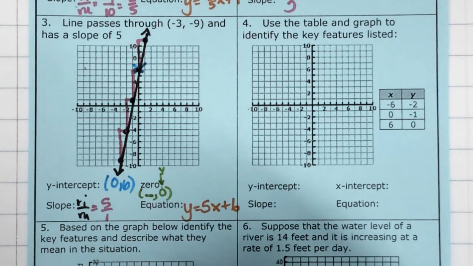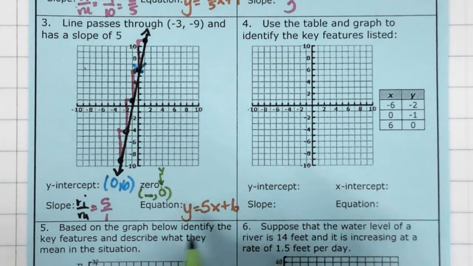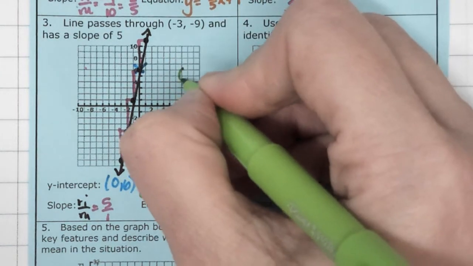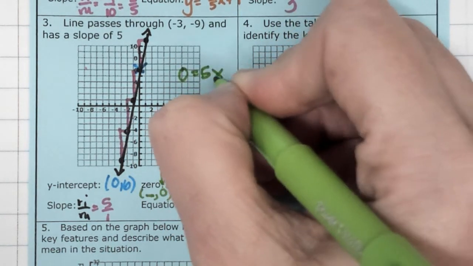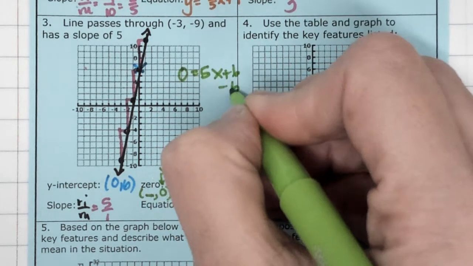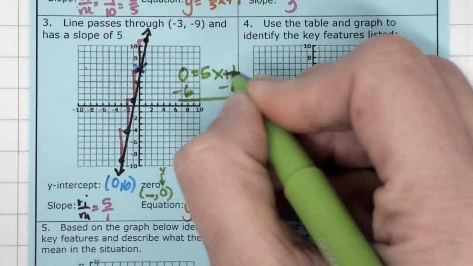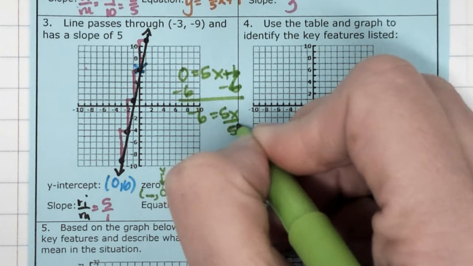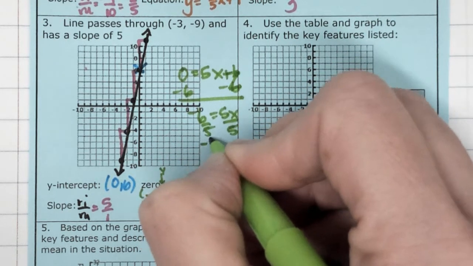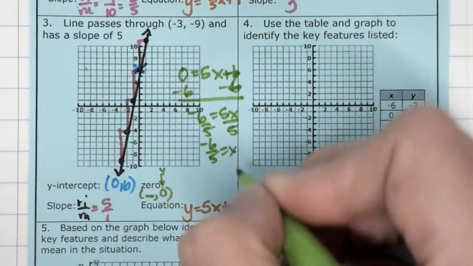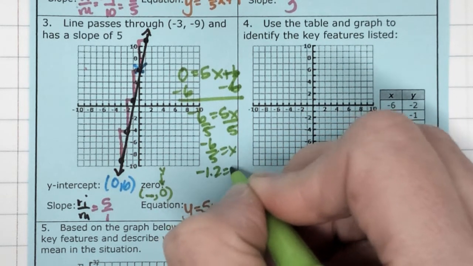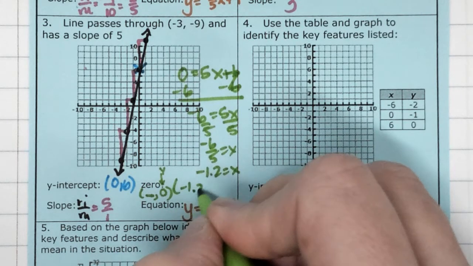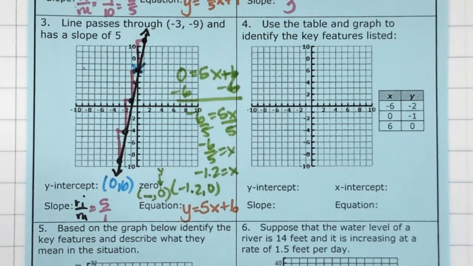So if I have to use an equation to find my x-intercept, I'm going to put a 0 in for y and solve. So let's look at what that would look like. 0 equals 5x plus 6. I'm going to subtract 6 from both sides, and that zeroes out. -6 equals 5x. Divide both sides by 5, I get -6/5 equals x, or -1.2 equals x. That means my 0 is (-1.2, 0).